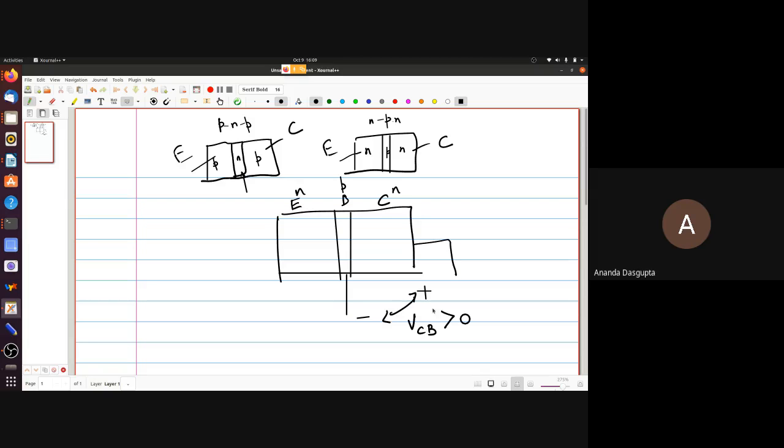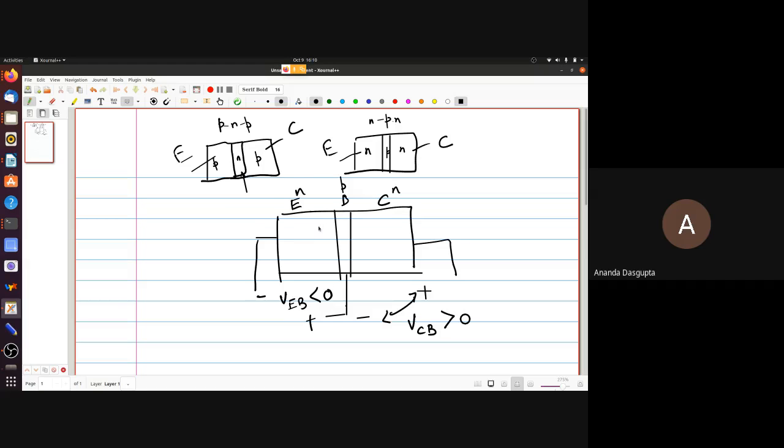For an NPN transistor, I'm going to stick to the NPN transistor from now on. This is basically what you're going to have. And in the active mode, you forward bias the emitter-base junction, which means, again, for an NPN transistor, the emitter has to be negative compared to the base. That's how you get a forward bias. So VEB is to be less than 0. Okay?